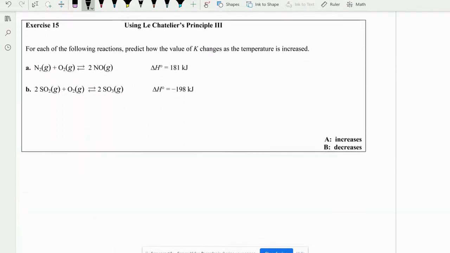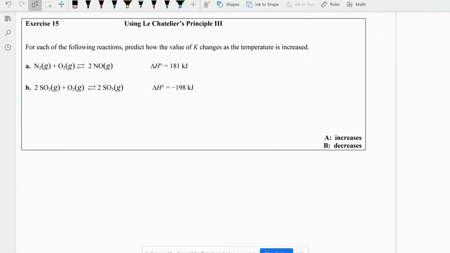All right, last one. Exercise 15. For each of the following reactions, predict how the value of K changes as the temperature is increased. So make sure you read the problem carefully. One thing I just want to start off with is I look at A and B, and this one is a positive value of enthalpy, and this one is negative. So if it's positive, the first one, A, you can almost consider heat as a reactant. And then let's just do B really quick. If my value for enthalpy is negative, I would consider heat as a product. It's being released.